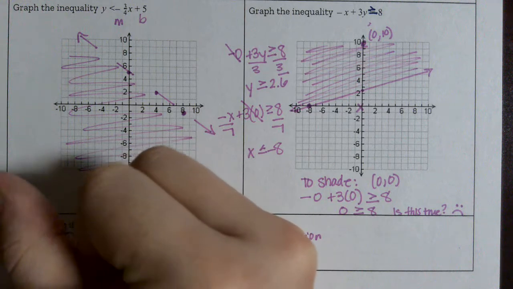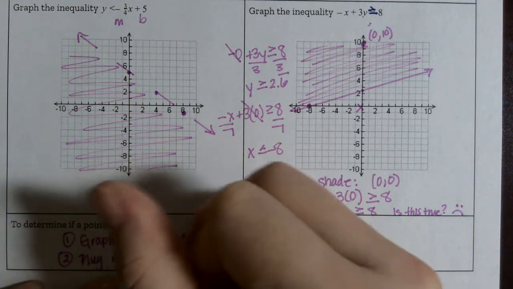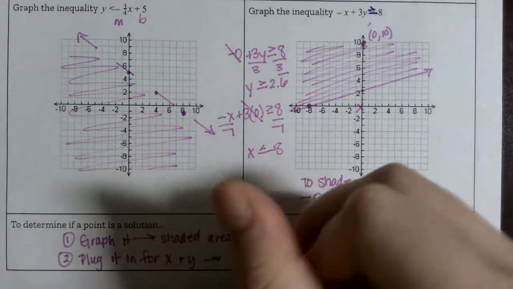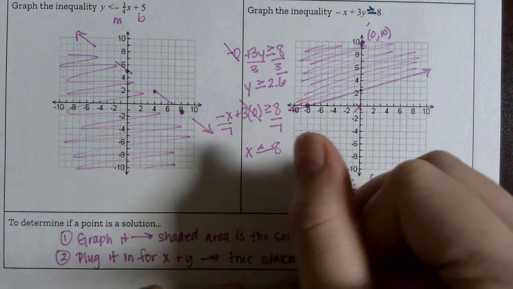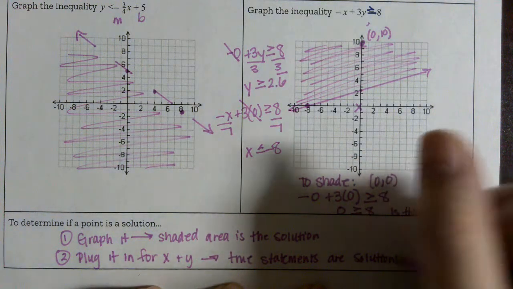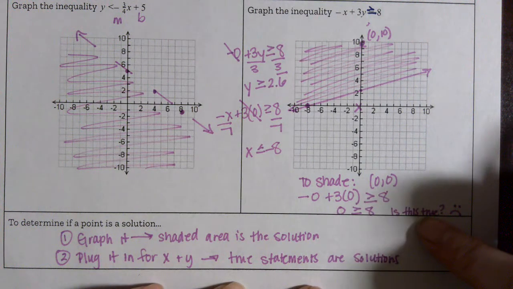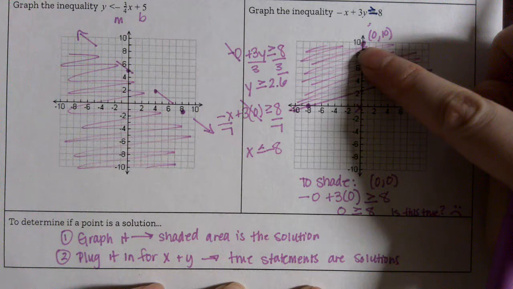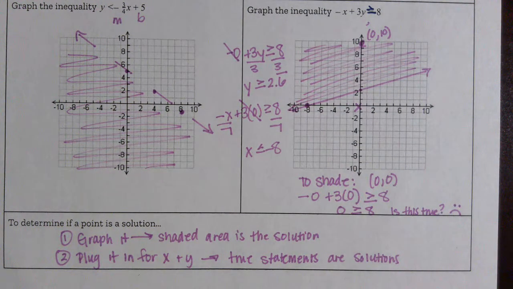Or you can plug it in for x and y, and any true statements are solutions. So like I plugged in 0, 0 for this inequality, and that was not true, so it's not a solution. If you plug in 0, 10, it is true, so it is a solution. So those are your two choices.